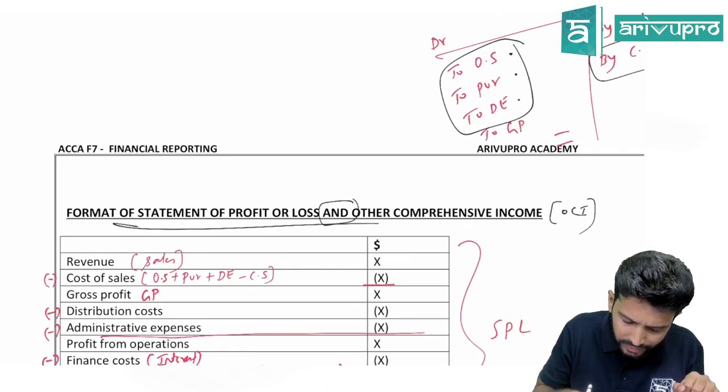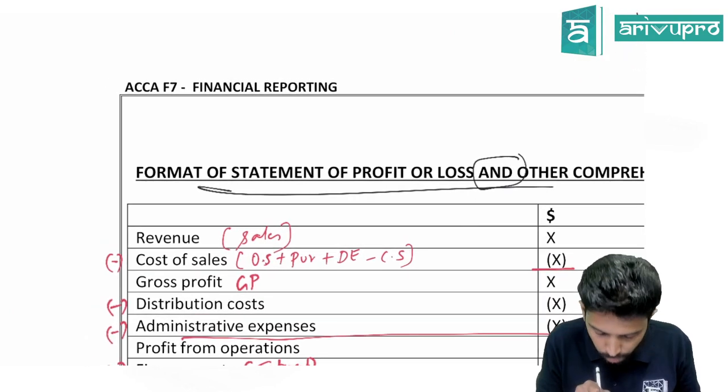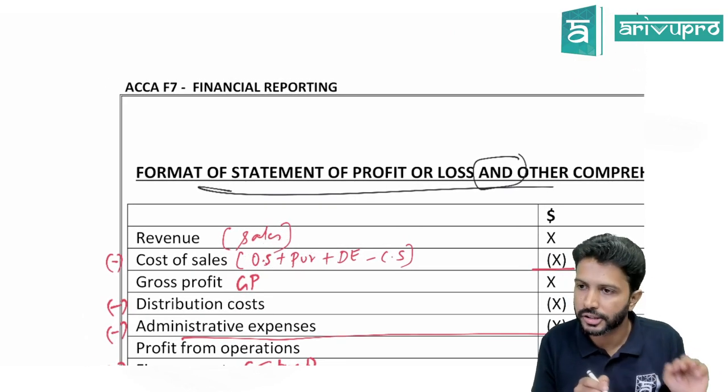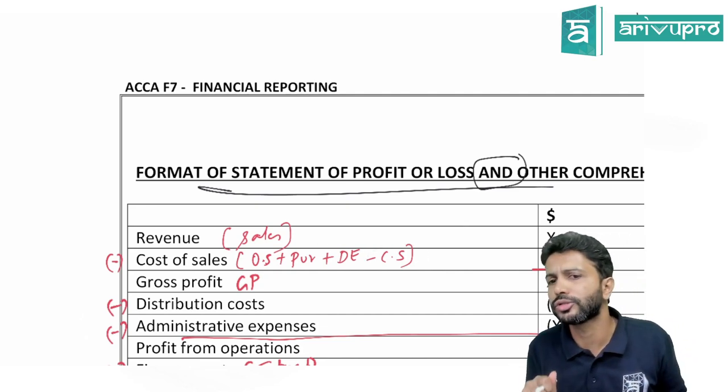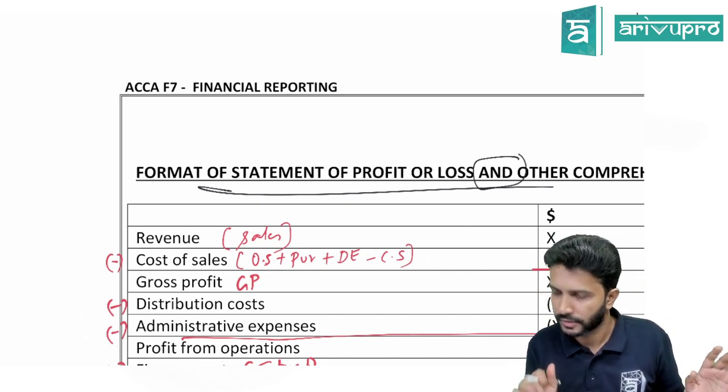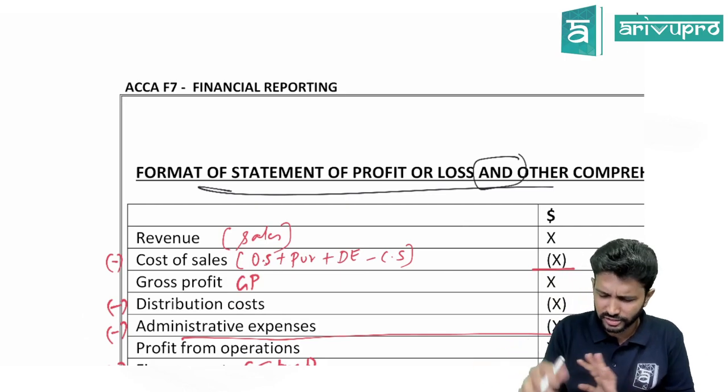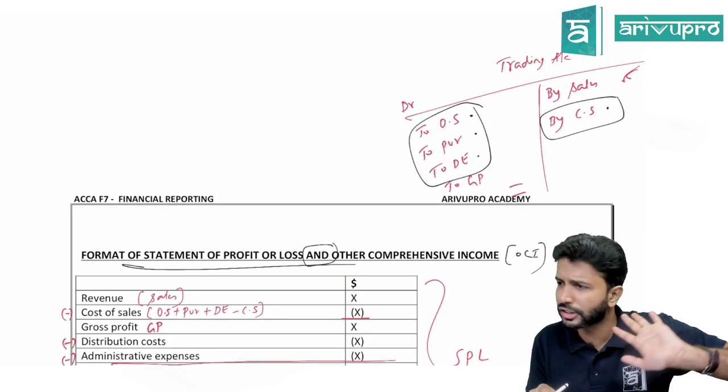Subtract. Now check, what have I written for cost of sales? Opening stock plus purchases plus direct expense. Closing stock comes on the opposite side, reduce it. That's all. This is an easy way to remember it. Okay, somewhere there's another way also. But have you understood this, okay?